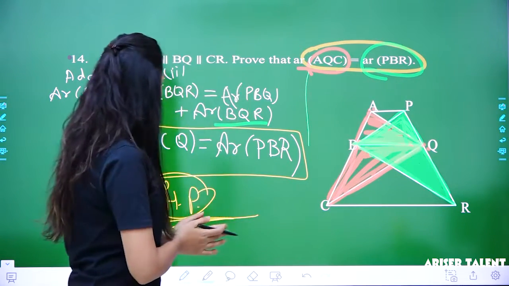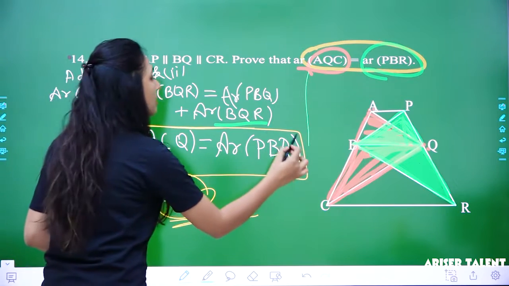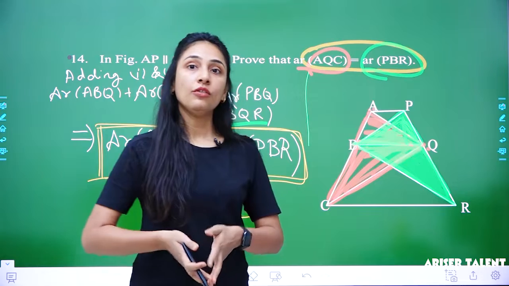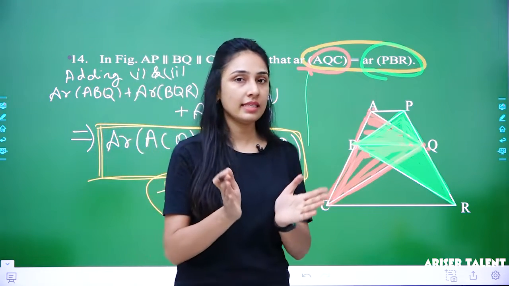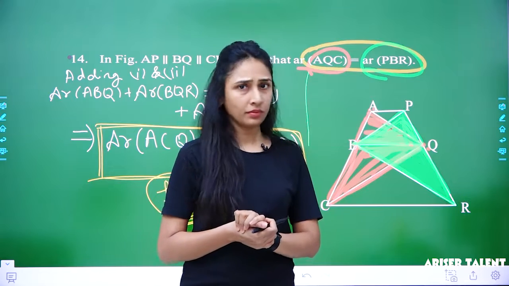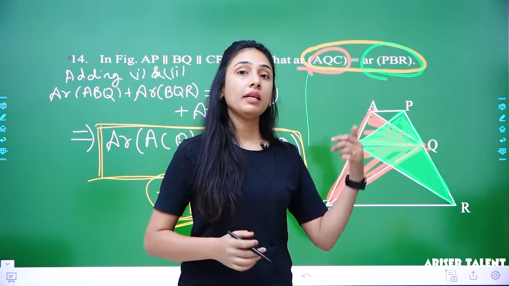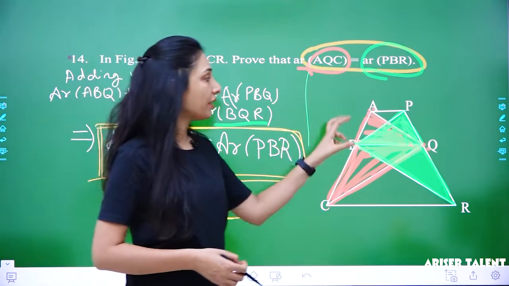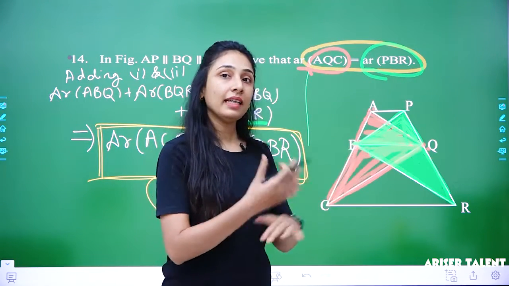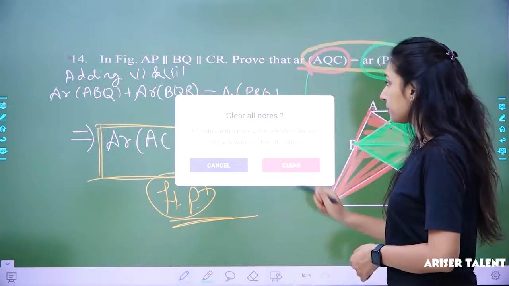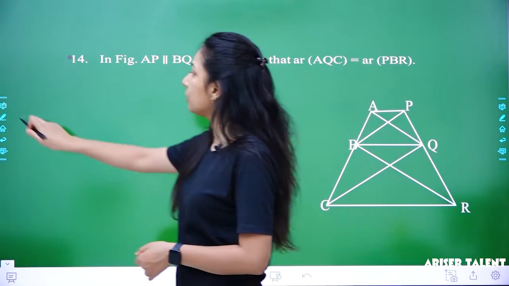Understood? So, we have proved this. In the previous questions, what we did was apply that these two lines are parallel to each other, so these two areas are going to be equal to each other. But in this particular question, there is no direct approach. So we bifurcated it into two parts and then proved the same. Okay? Done with that?